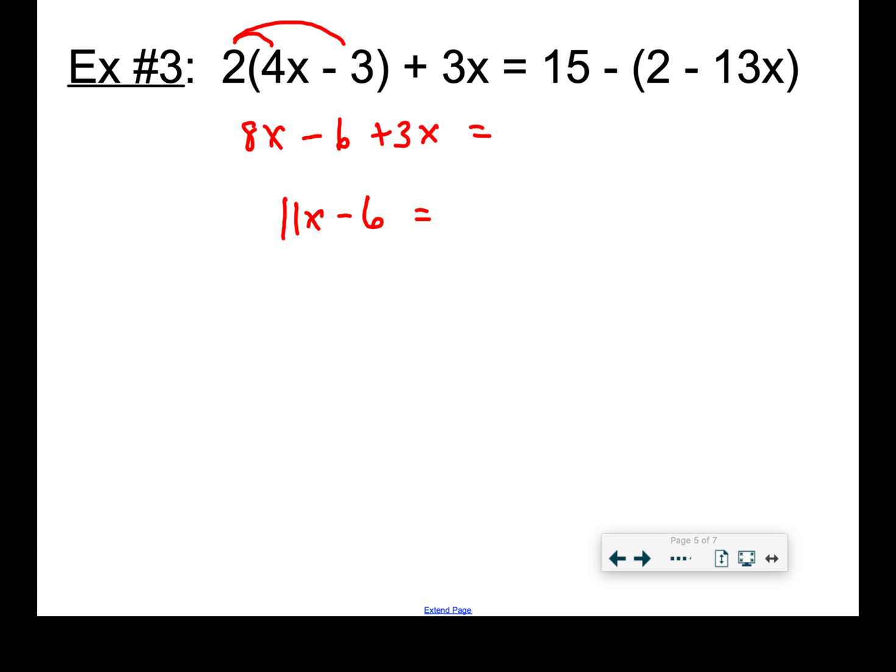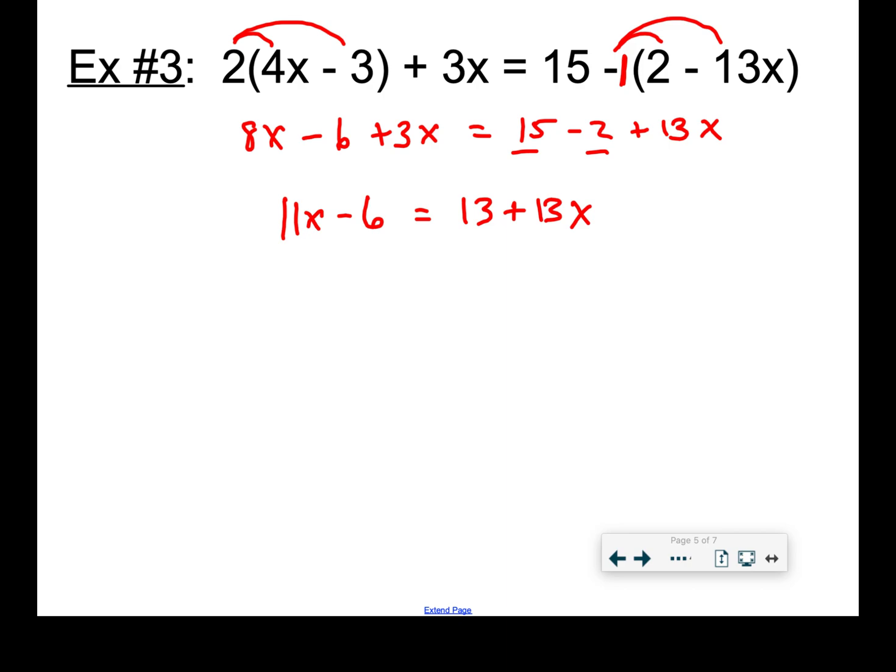Now if we go to the right-hand side, this one's a little bit tricky because technically there's a 1 sitting right here. That's what's getting distributed, that negative 1. You're distributing the negative 1, which means we end up with 15. This now becomes a minus 2, and this then becomes a plus 13x. And again, I can combine some like terms. I've got the 15 and the negative 2 that I can put together. That gives me a 13 plus 13x. And now we're right back to where we were on the previous two examples.